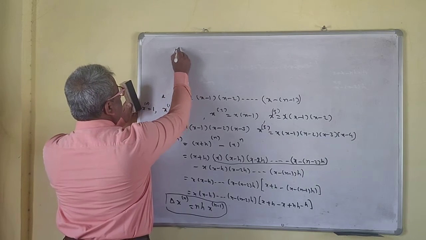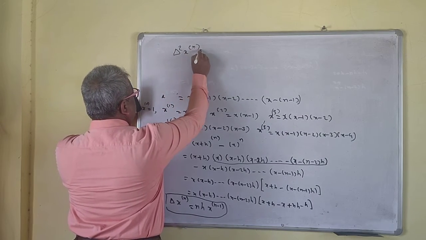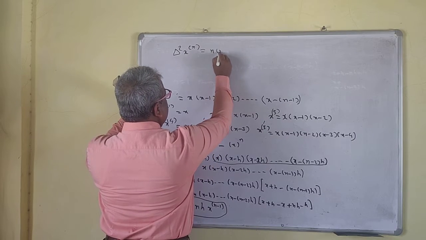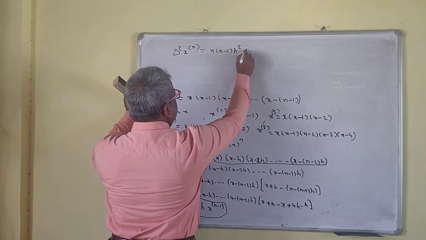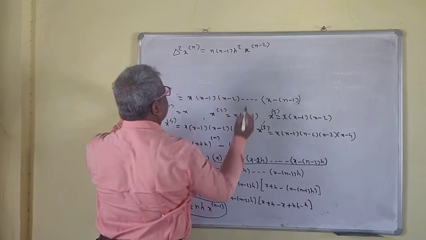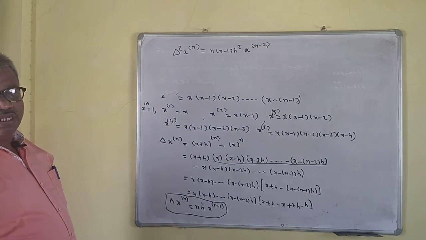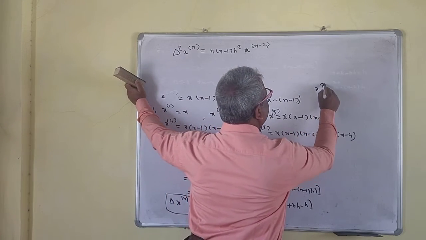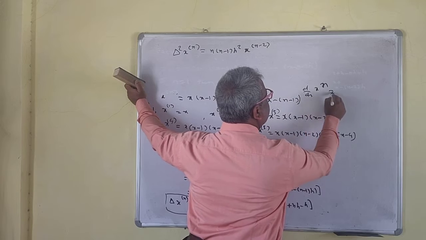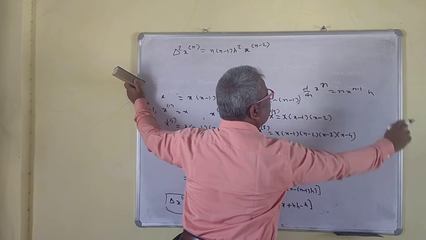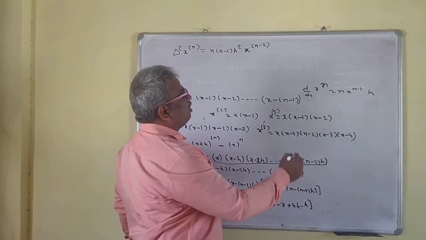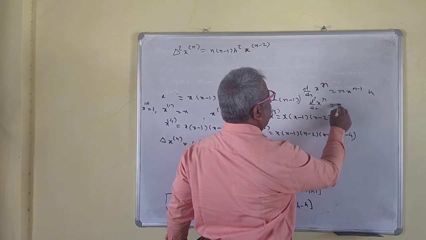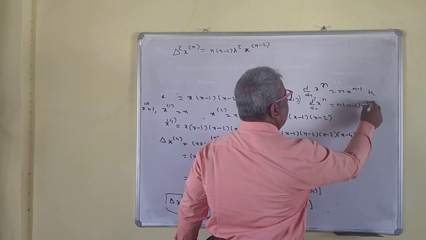Similarly, the second forward difference of x to the power n will be n(n minus 1) h squared times x to the power n minus 2, just like the second derivative. What is the derivative of x to the power n? The first derivative d by dx is n times x to the power n minus 1; here we are multiplying by h. The second derivative is n(n minus 1) times x to the power n minus 2.